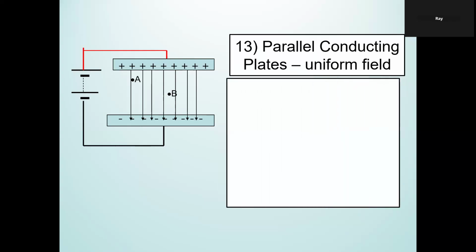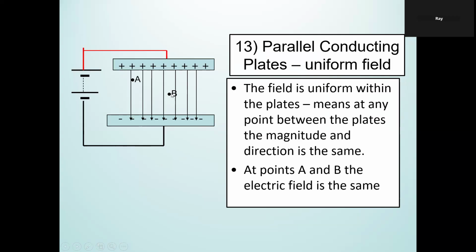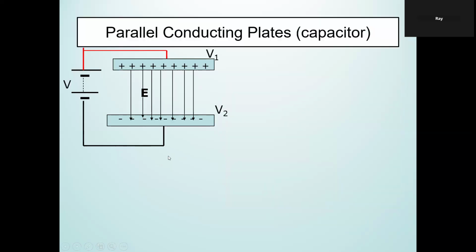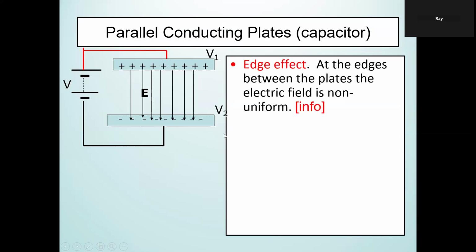What does it mean by a uniform field? The field is uniform within the plates. It means that at any point between the plates, the magnitude and direction are the same. Now you take a point A here and a point B there. The field is actually the same in magnitude and direction, pointing downwards there, pointing downwards there. Right? The upper plate is V1, bottom plate is V2. Don't worry about sign effect. It's just in case you encounter it in your textbook.